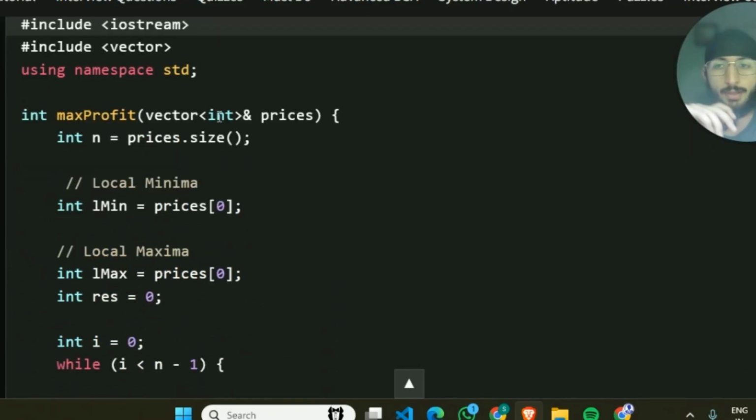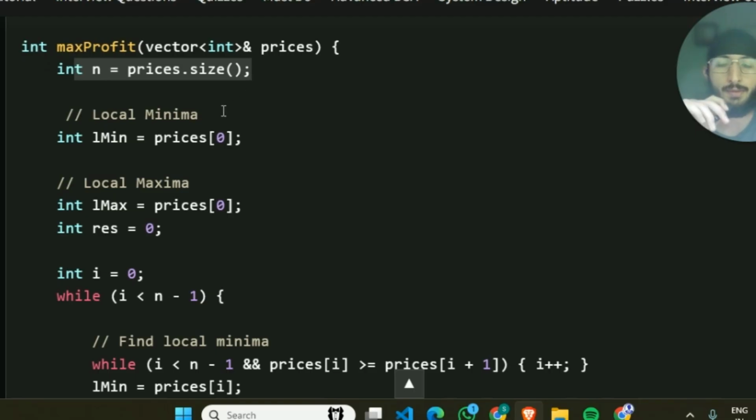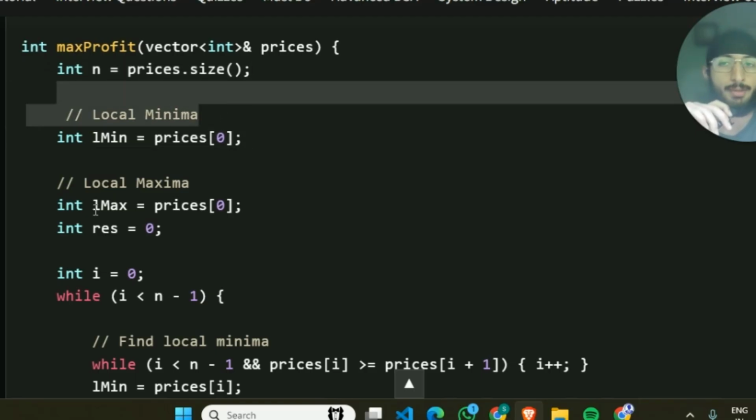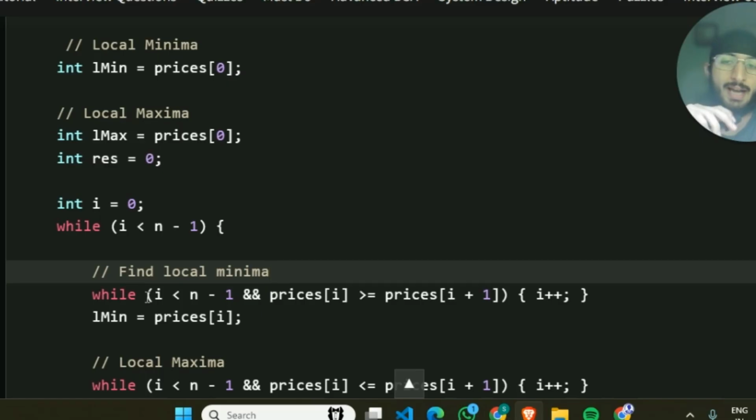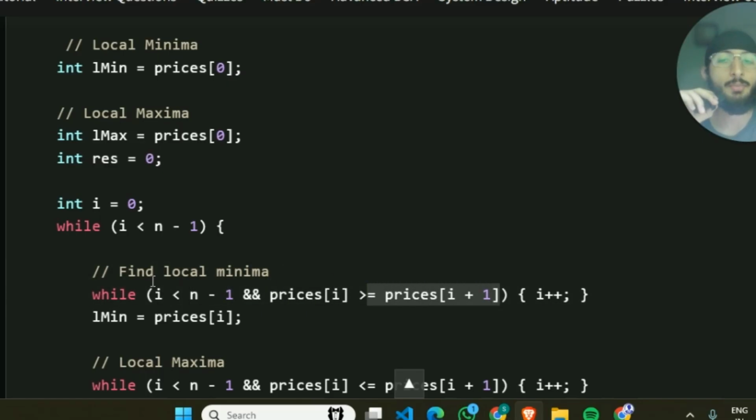Now let us see the implementation. So n is the size of the prices vector, L min is local minima, and L max is local maxima. We are setting it to the first element of the prices vector. Result is 0. Then we start at index I equal to 0. So while I is less than n minus 1, that is the last index, we find the local minima. So while I less than n minus 1 and prices of I is greater than or equal to prices of I plus 1.